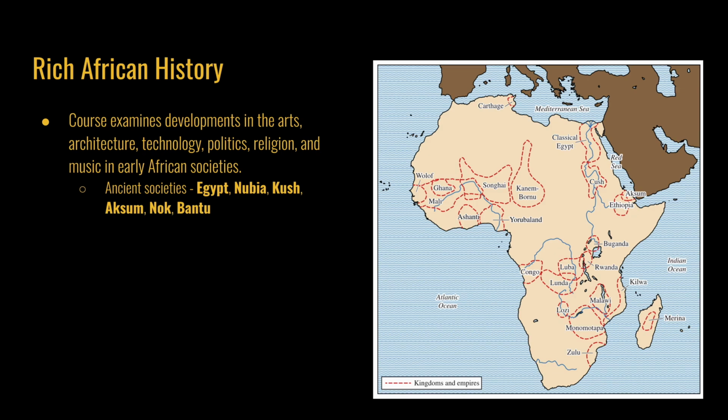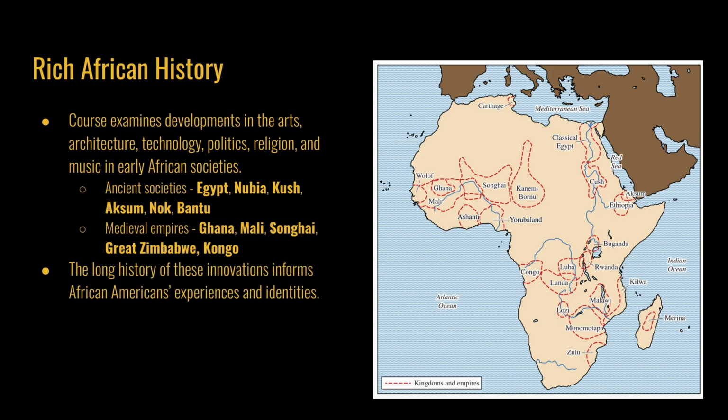And a few thousand years after the Egyptians, there were large and strong civilizations in West Africa flourishing at the same time that Europe was going through its dark ages. For example, the Ghana, Mali, and Songhai empires were among the richest in the world and were centers of learning where scholars sought new knowledge. This course will examine the development of arts, architecture, technology, politics, religion, and music in early African societies. The ancient societies we will look at include Egypt, Nubia, Kush, Aksum, and the Bantu. We will also study the medieval empires of Ghana, Mali, Songhai, Great Zimbabwe, and Congo.